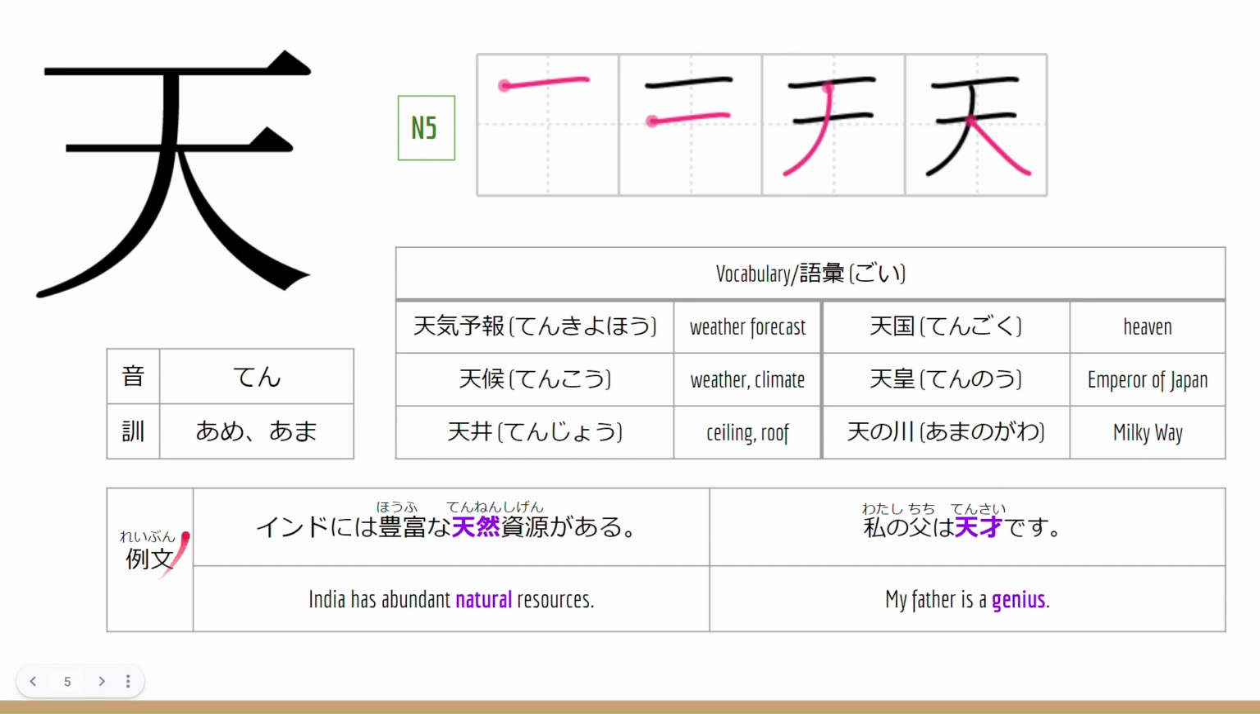Now let's go into the example sentence. インドには豊富な天然資源がある。This means India has abundant natural resources. 私の父は天才です。My father is a genius.